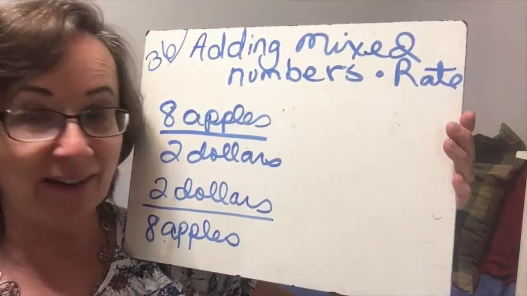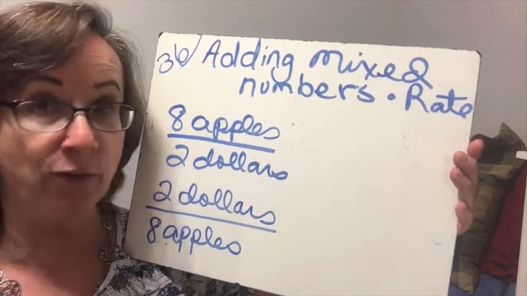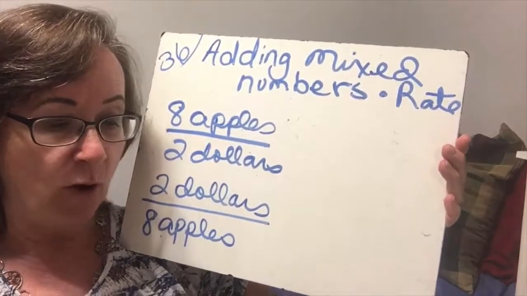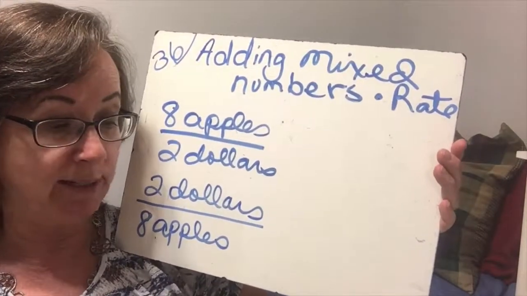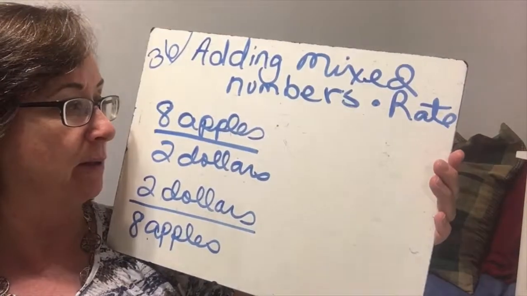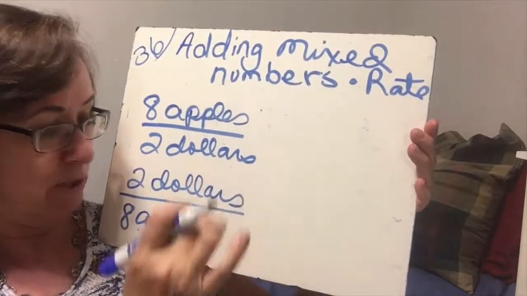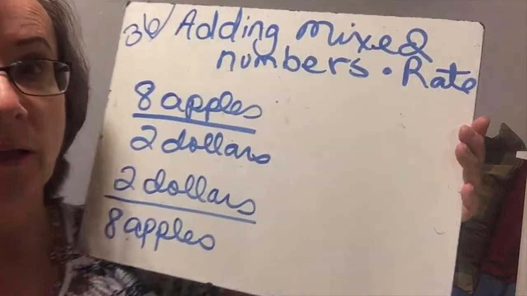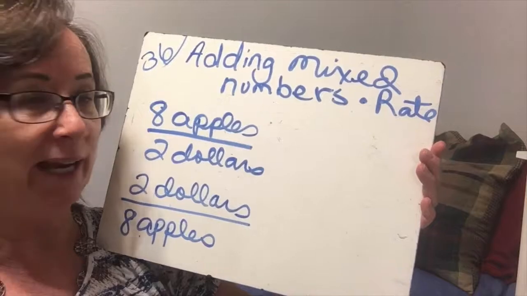All right, here's our last practice. It says 8 apples can be purchased for $2. 8 apples per $2. What is the rate in apples per dollar? And what is the rate in dollars per apple? Apples per dollar would be that direction. Dollars per apple would be the one on the bottom. Okay, so they're both rates, but we're going to have to give the rate that they want us to give.